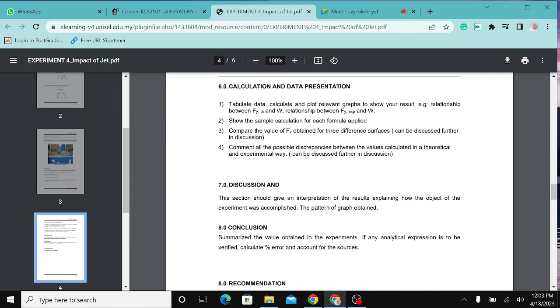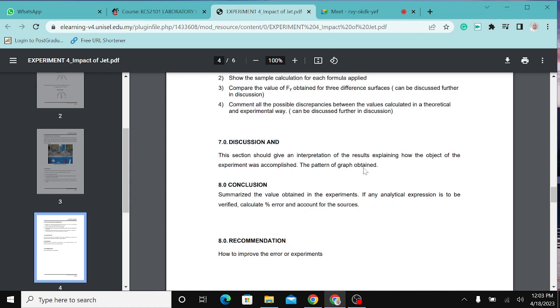Okay, so you have several graphs, at least 2 graphs. One graph is here, another second graph is here between these variables. Show the sample calculation because you are working with momentum equations, and then you have to show the computations, and then compare the value between your Fy here with Fy from the demonstrations. Then comment on the possible discrepancy between your theoretical and the demonstrations.